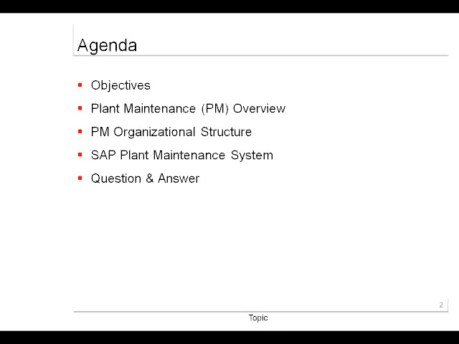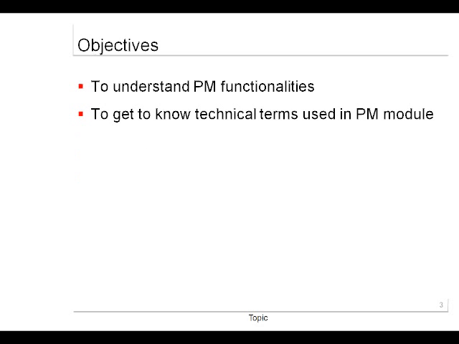So what is the agenda of today's class? The agenda is to get to know the objectives of plant maintenance and have an overview of the plant maintenance PM, and get to know the PM organization structure and to know the SAP plant maintenance system, and at the end of the class obviously question and answers.